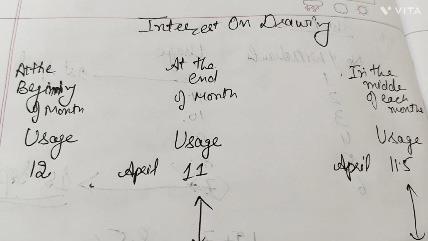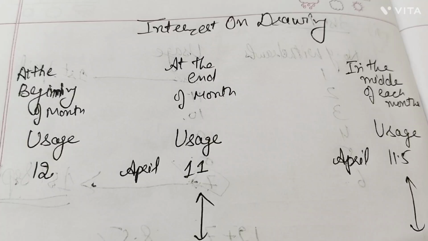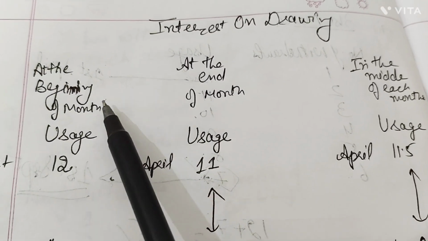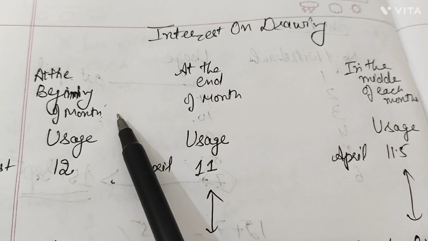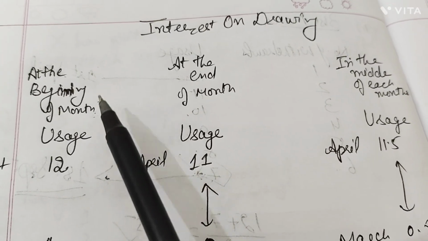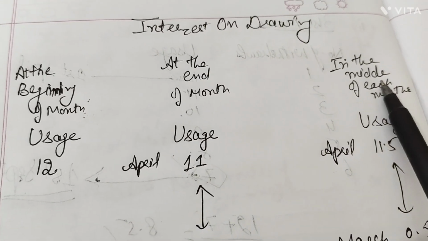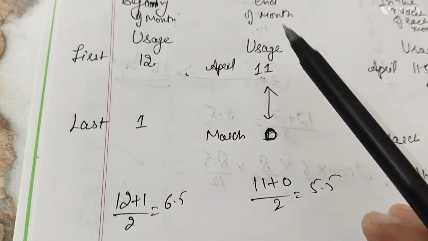Hello friends, let's continue with the topic of interest on drawing. In the last video, I discussed how interest on drawing is to be calculated if a withdrawal is made by a partner at the beginning of the month. It could also be at the end of the month, or in the middle of each month. So let's see three cases simultaneously.